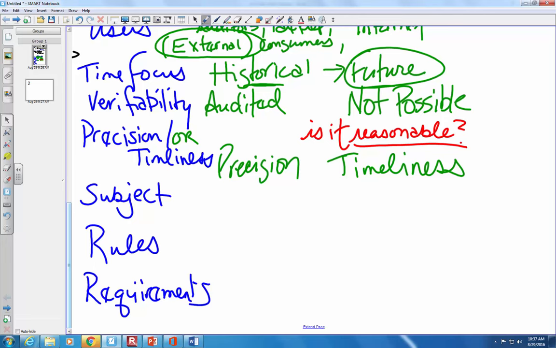And subject, I don't really know what that means. Let's just go to rules and I'll have to think about that one. What the heck did I mean there? Okay, rules. In the book it has company-wide reports versus segment reports. Oh, thank you. Right. So subject scope, I guess, would be a better word. So generally financial statements are for the entire company.